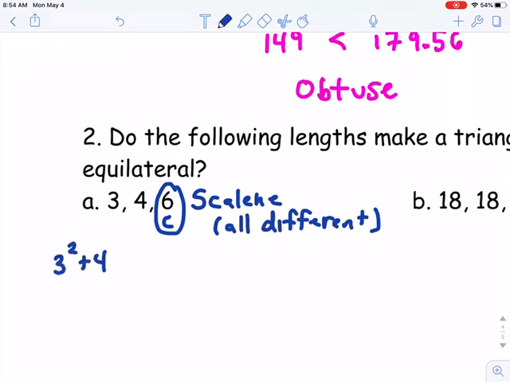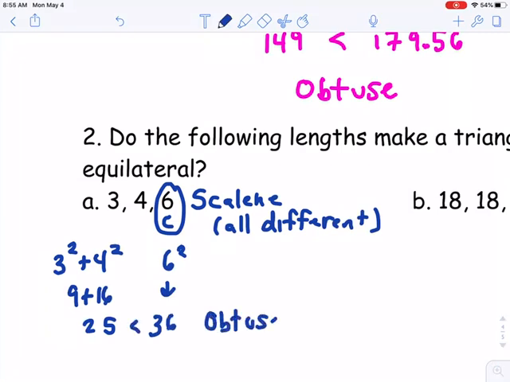Let's do 3 squared plus 4 squared. 9 plus 16 is 25. Then we got 6 squared, which is 36. It's bigger. So this is obtuse. So by just seeing these side lengths, I know it's a scalene obtuse triangle.